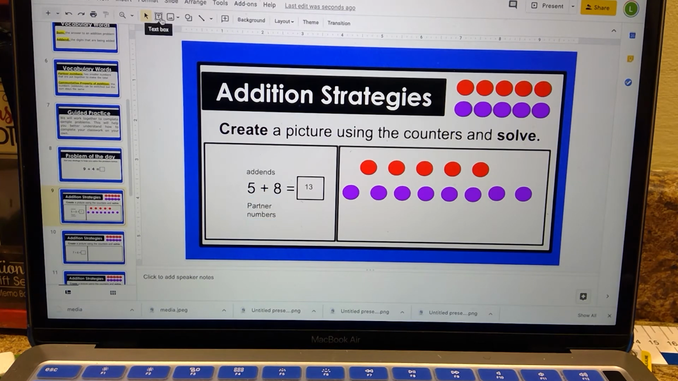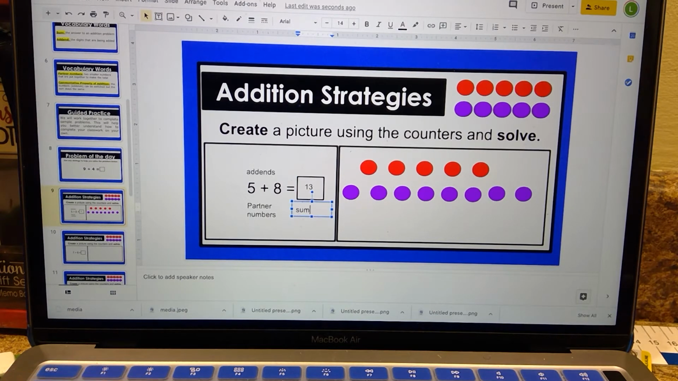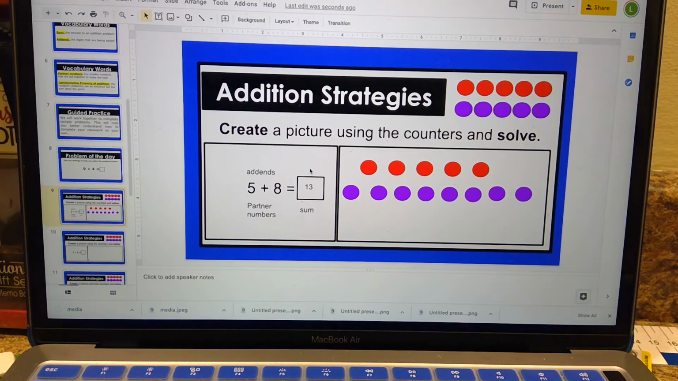And then the last word I'm going to add is the sum, which means the total. And there I have it. I labeled my number sentence. I found the additives, which are 5 and 8. I showed you I found the partner numbers, which also means 5 and 8. And I found my answer, which is the sum, which is 13.